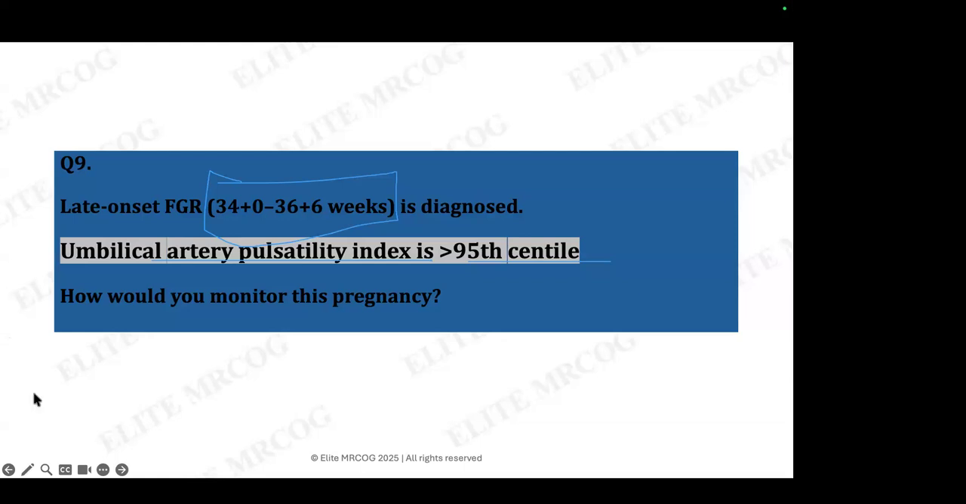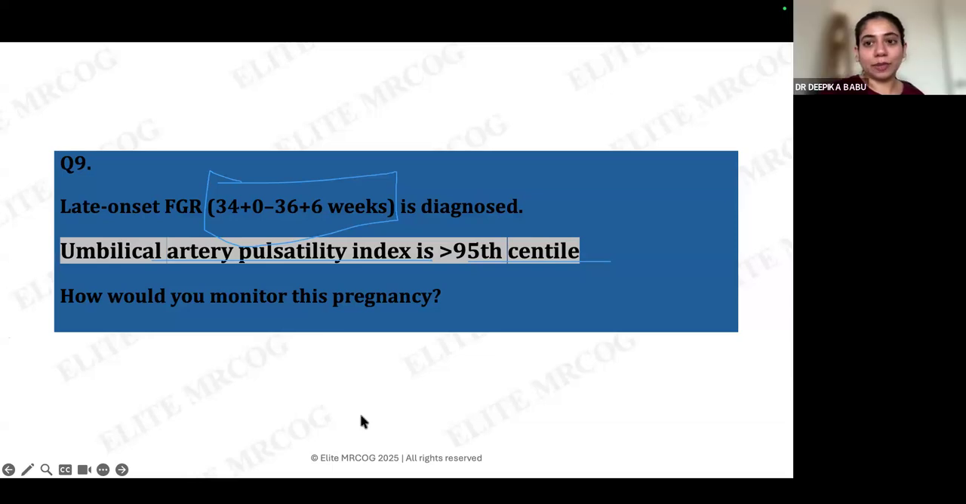By computerized CTG and umbilical artery pulsation, if it is raised, then we will deliver her by 36 plus 6 days. 36 to 36 plus 6 weeks. We are not letting any baby with a late onset FGR with 95th centile in the umbilical artery cross 36 plus 6. So anytime between 36 to 36 plus 6 weeks, we deliver them. But what is the monitoring until then?